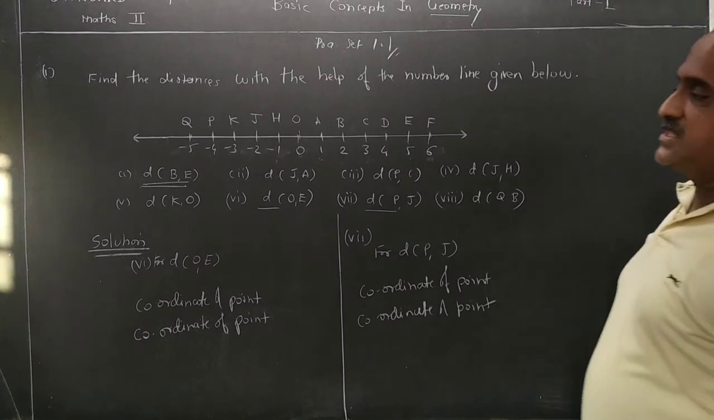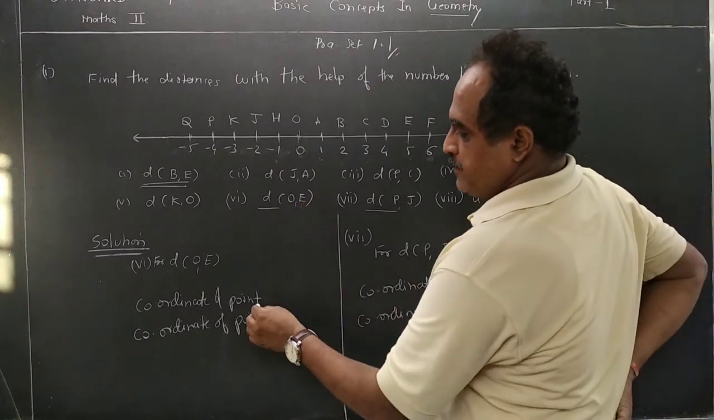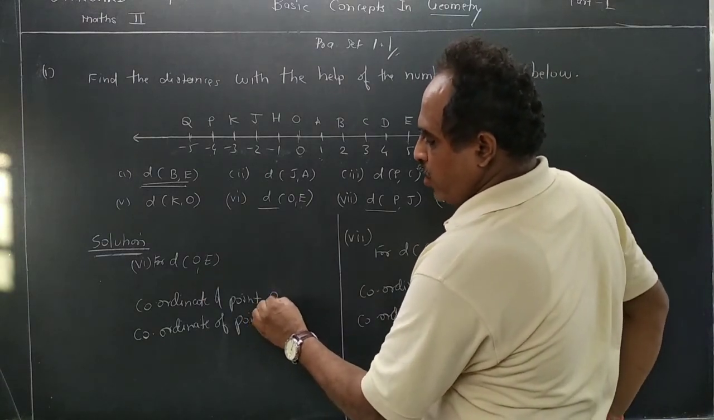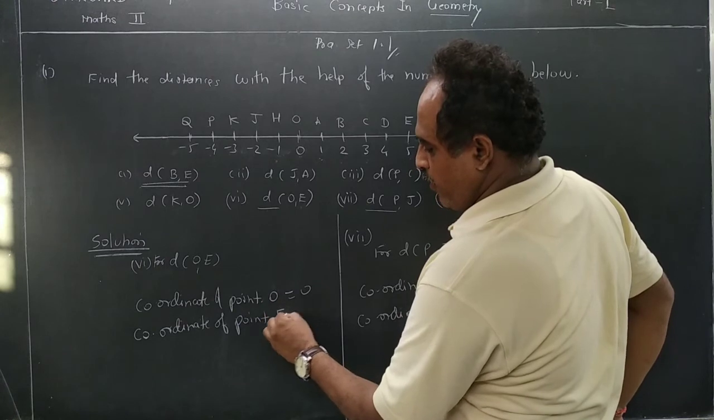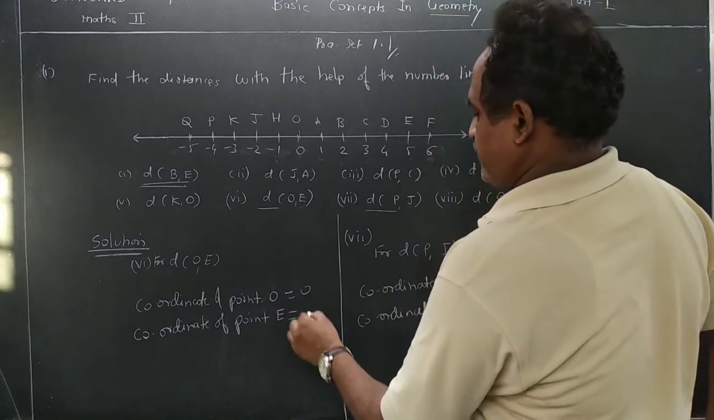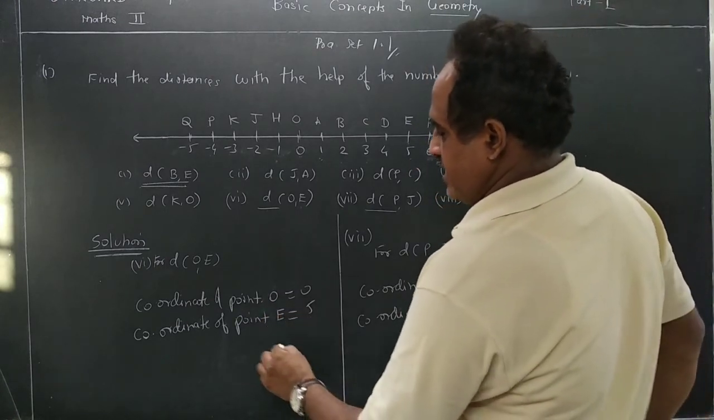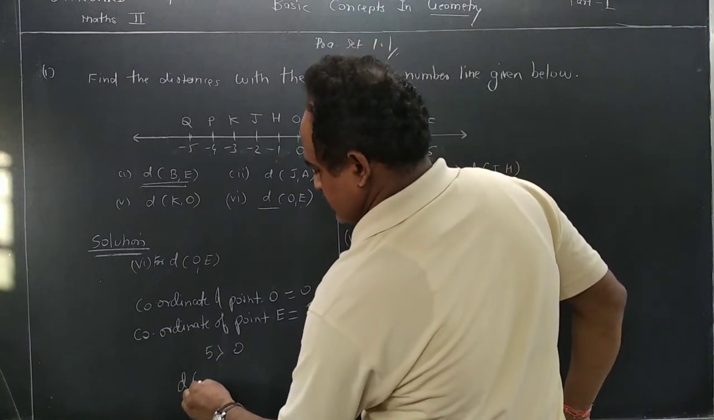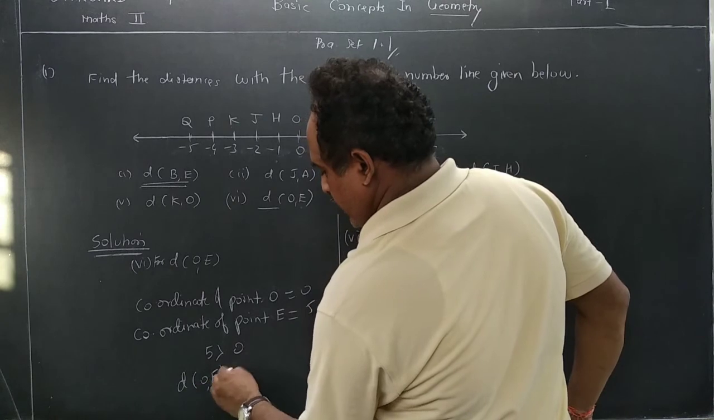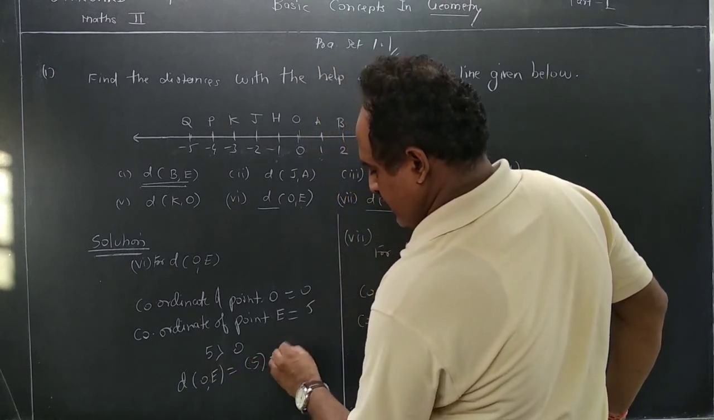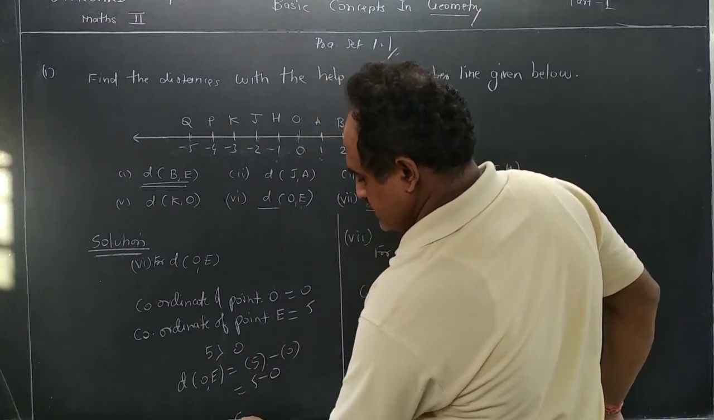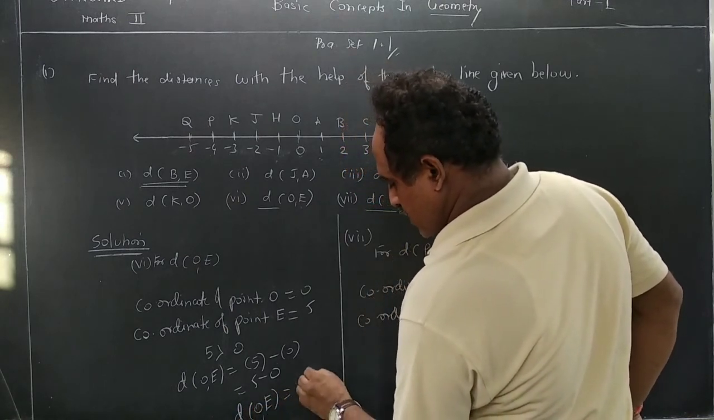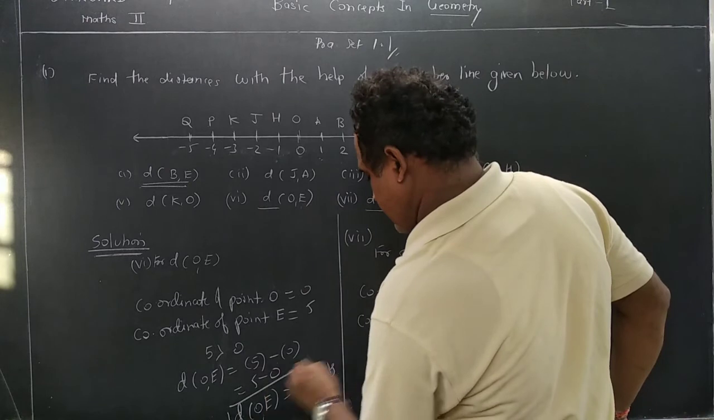Now, sixth question, distance OE. The coordinate of point O is 0, and the coordinate of point E is 5. And I know that 5 is greater than 0, so distance OE is equal to 5 minus 0. So distance OE is equal to 5 units.